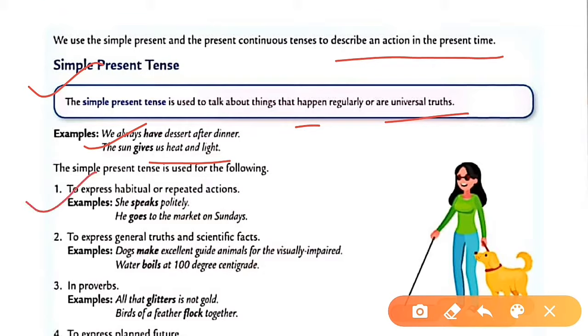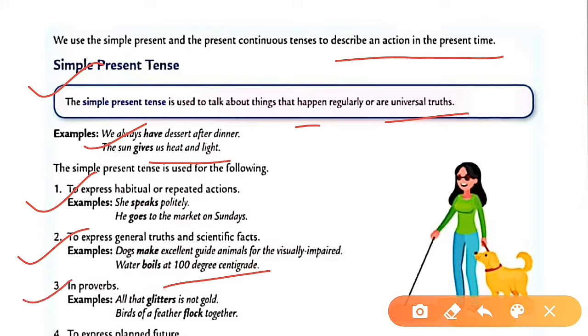First, expressing habitual or repeated action is known as simple present tense. To express a general truth or specific fact is also simple present tense. Like, water boils at 100 degrees Celsius. This is a general truth or scientific fact, right?